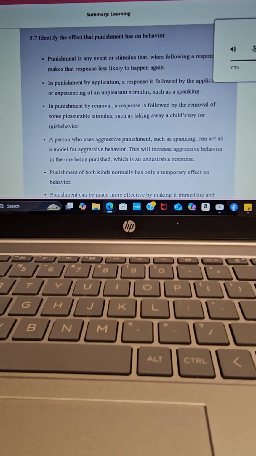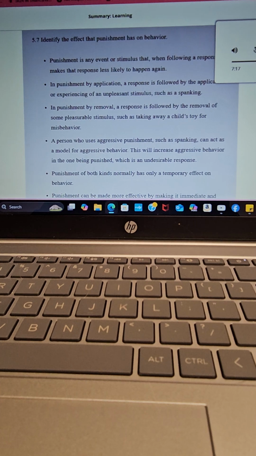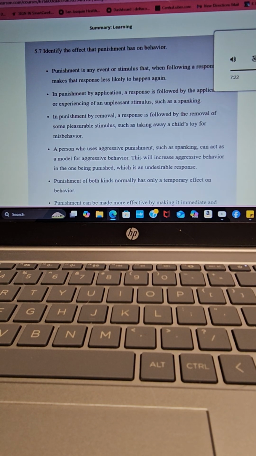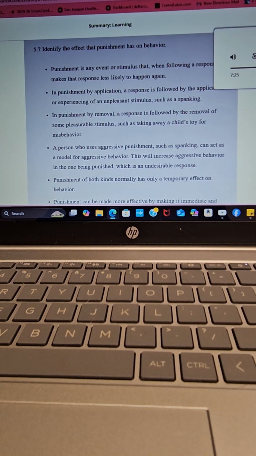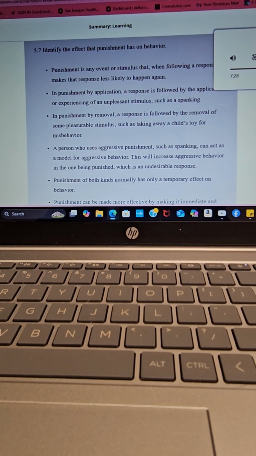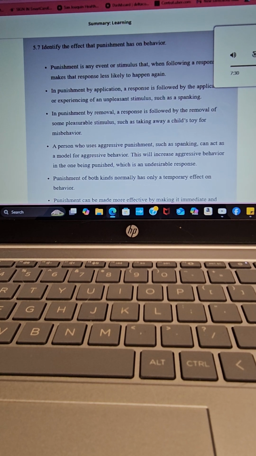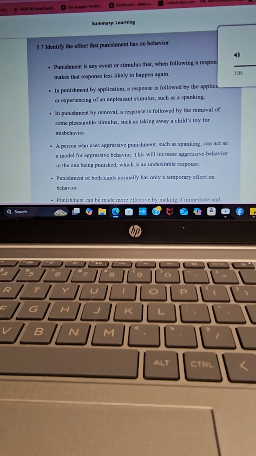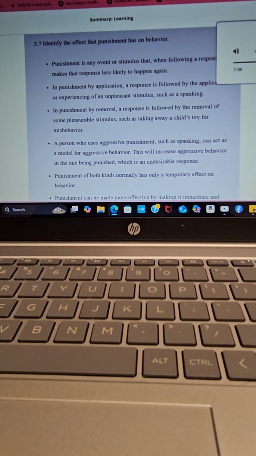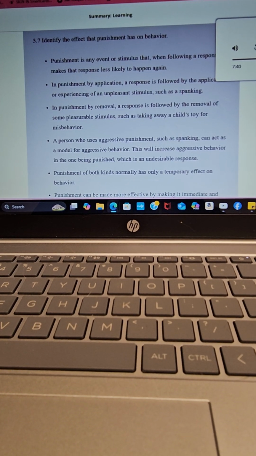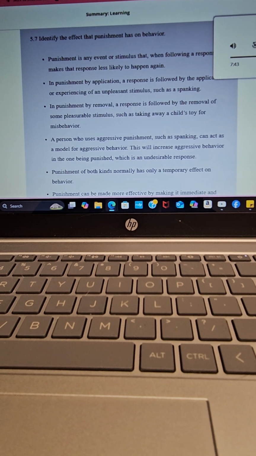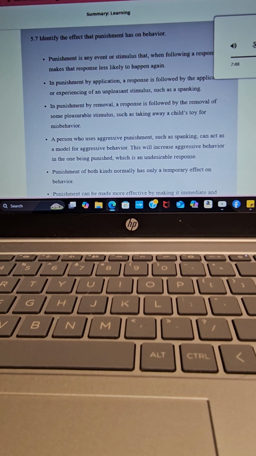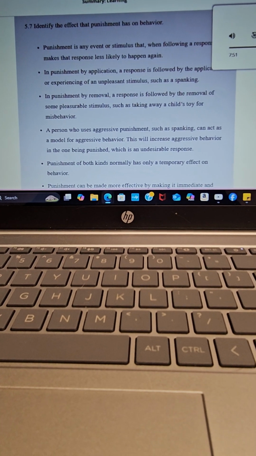5.7. Identify the effect that punishment has on behavior. Punishment is any event or stimulus that, when following a response, makes that response less likely to happen again. In punishment by application, a response is followed by the application or experiencing of an unpleasant stimulus, such as a spanking. In punishment by removal, a response is followed by the removal of some pleasurable stimulus, such as taking away a child's toy for misbehavior.